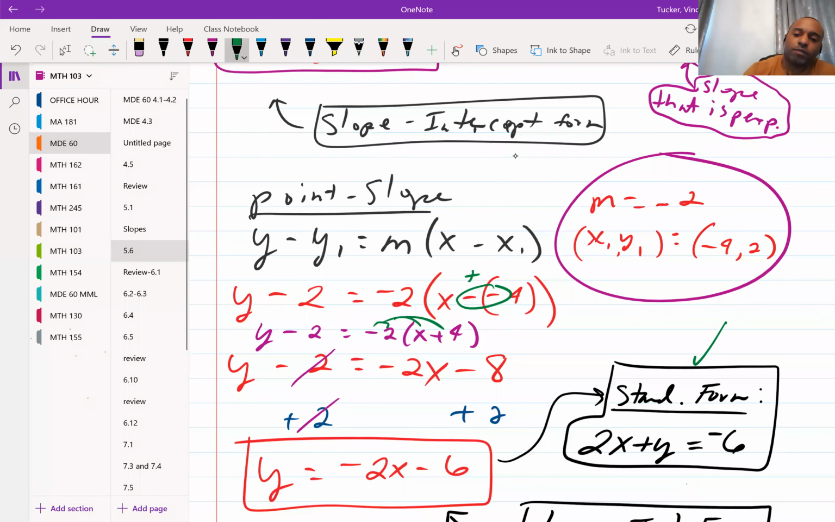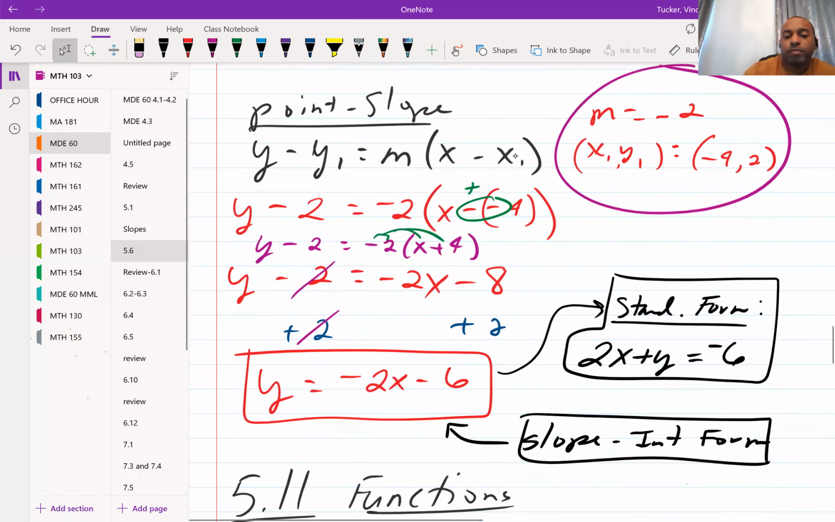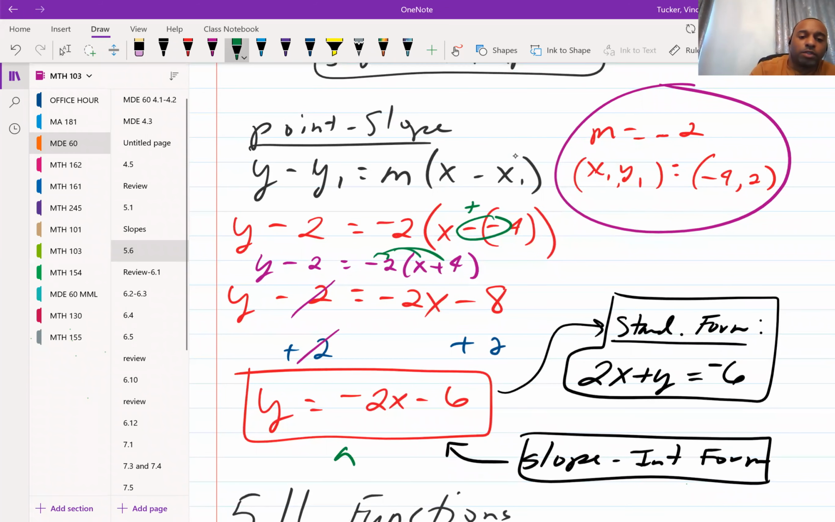If they ask for standard form, remember your x and your y term will be on one side. So just add the 2x to both sides to take it back over. And that's 2x plus y equals -6. So this one is slope intercept form. This one right here is your standard form. So they could ask you for either.